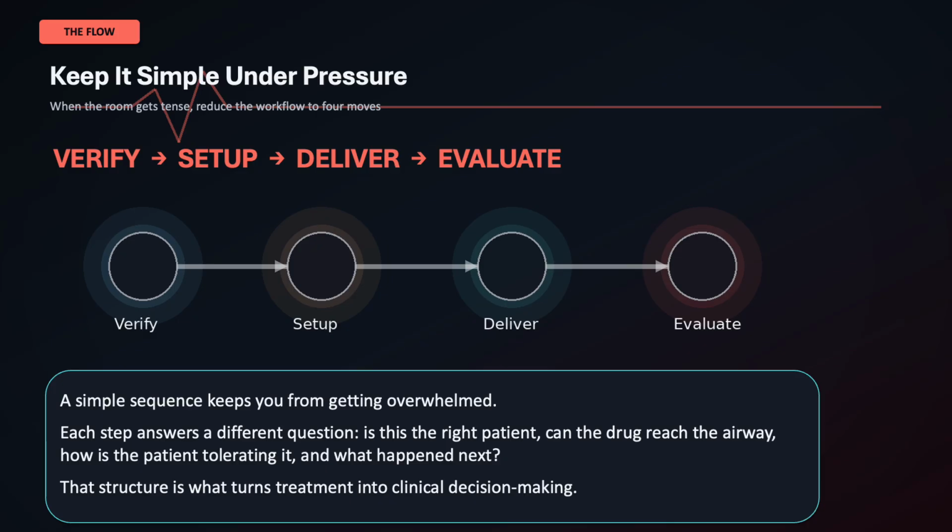Here's your framework. Verify, set up, deliver, and evaluate. 4 moves, that's it. When the room gets tense and everyone's talking at once, this sequence is your anchor. But inside each of these steps are key technical decisions. Is your setup correct? Is your flow appropriate? Can the drug actually reach the airway? Because if those pieces aren't right, the therapy fails. Even if you followed these steps, this is what turns reactive treatment into intentional clinical decision making.